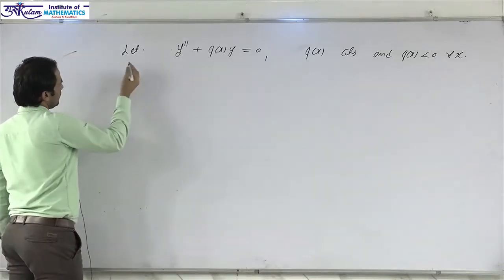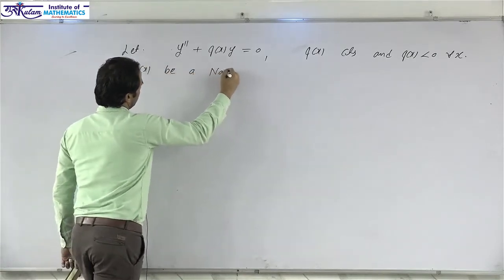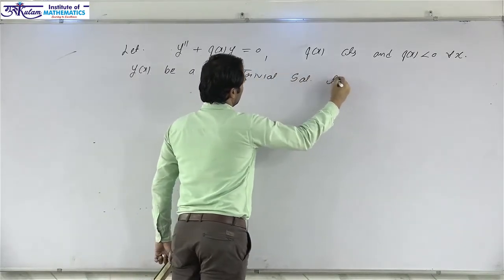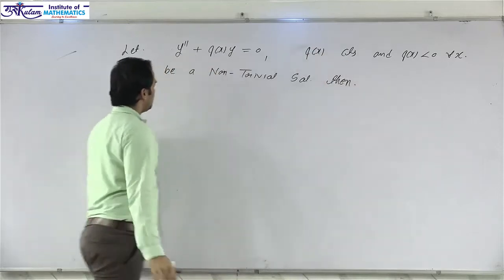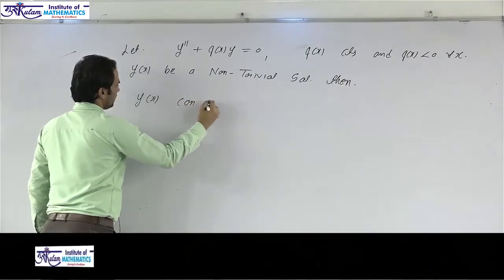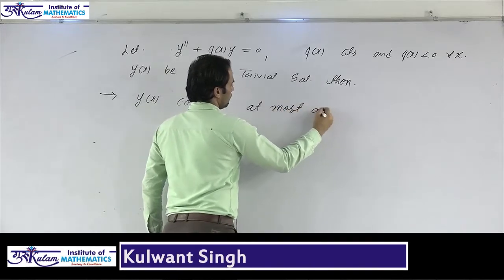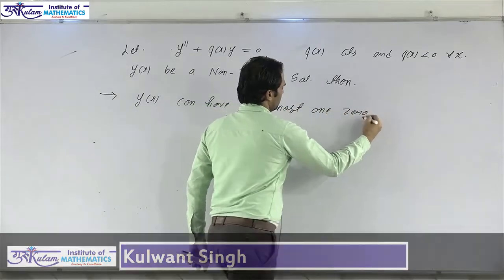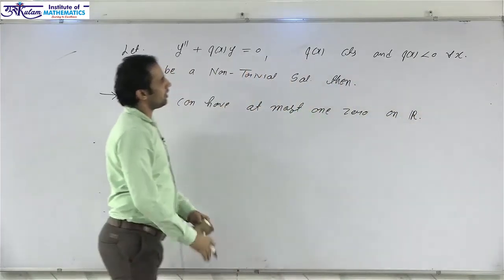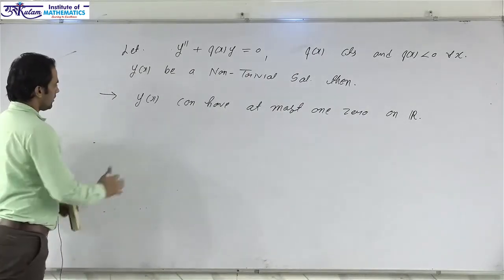Then, also assuming that y(x) is a non-trivial solution. Then the first property is: y(x) can have at most one zero on the whole real line R. That is, every non-trivial solution has at most one zero on R.